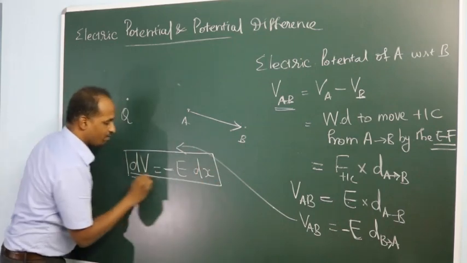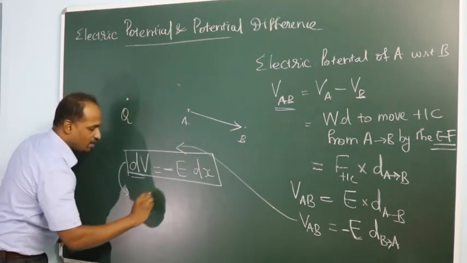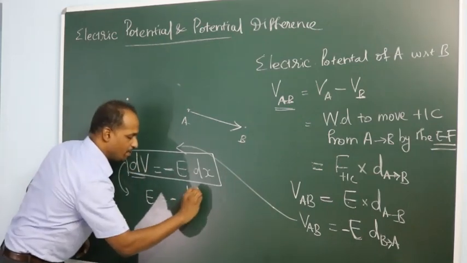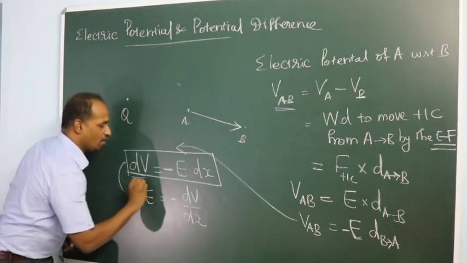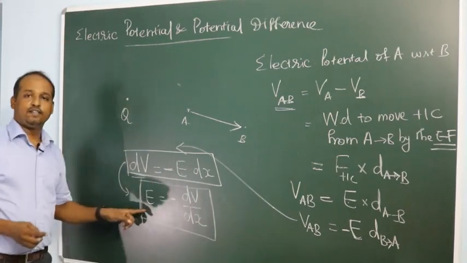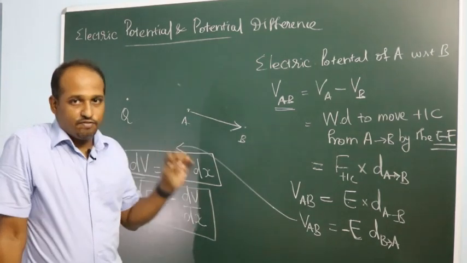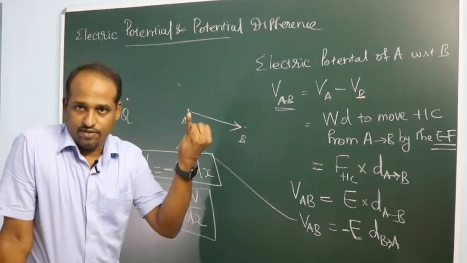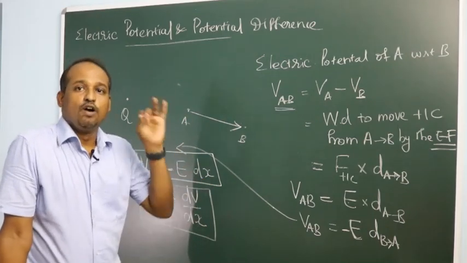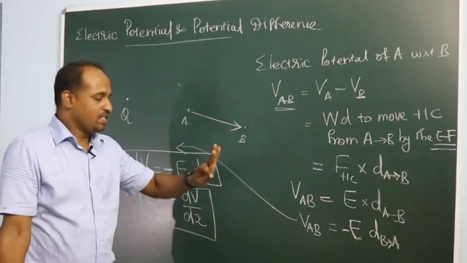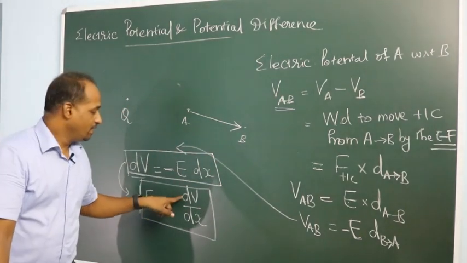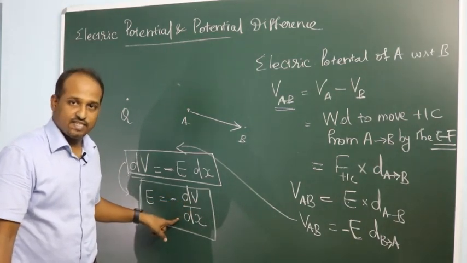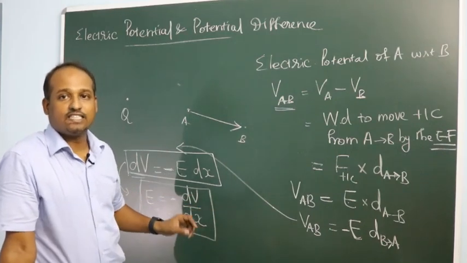So from this we are going to have another important thing. E is equal to minus, with the minus sign coming to this side, dV by dx. So this is called electric field, the other definition we have got. Electric field is the region around the charge wherein its influence is felt, definition number 1. Definition number 2 is force on unit positive charge, and definition number 3 is negative of dV by dx. dV means change in potential, dx means distance. Change in potential with respect to distance is called gradient.